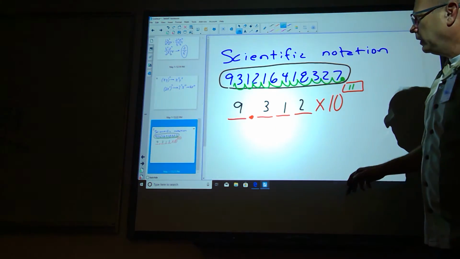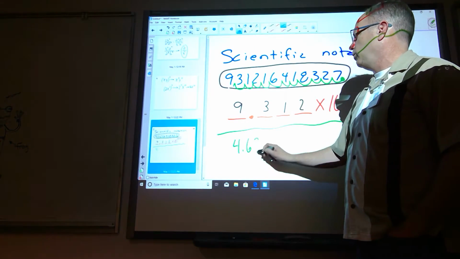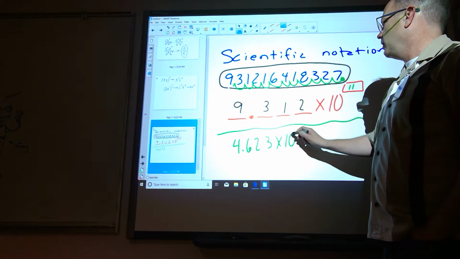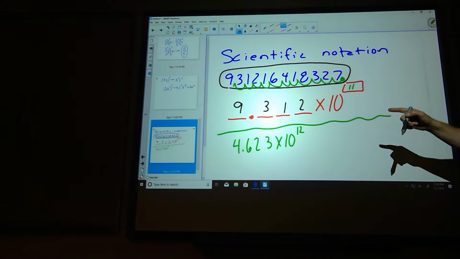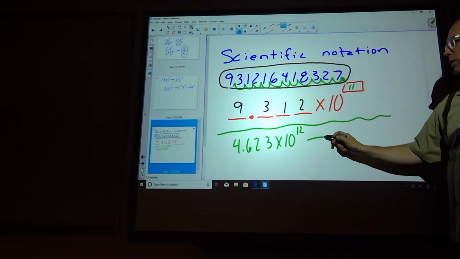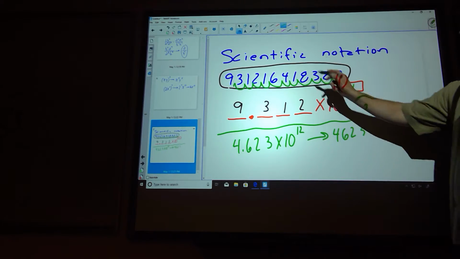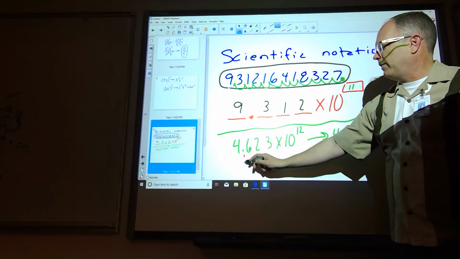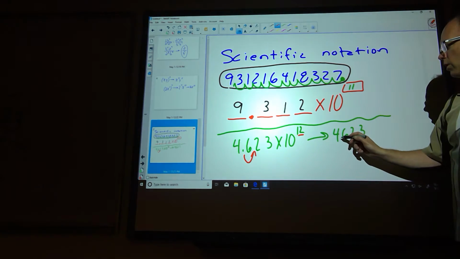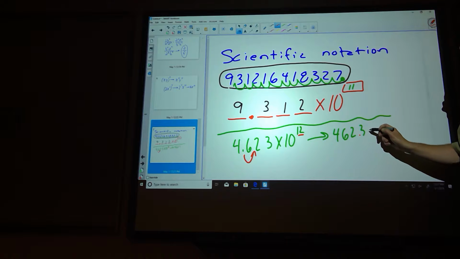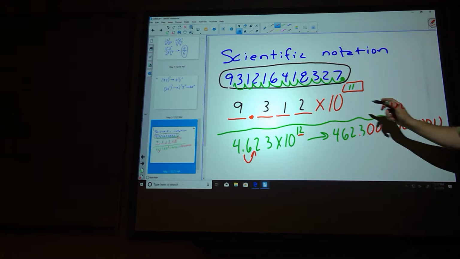So, if I went backwards the other way, let's say I have 4.623 times 10 to the 12th power. Okay, and I want to convert that back into a decimal. So I know I have 4.623. So how many times will I have to move the decimal this way based on this? 12. So 1, 2, 3, 4, 5, 6, 7, 8, 9, 10, 11, 12.